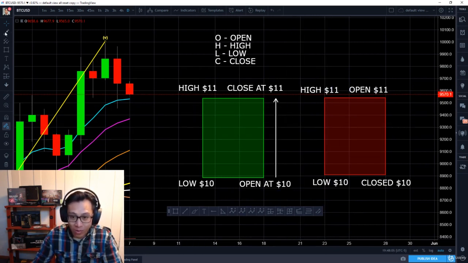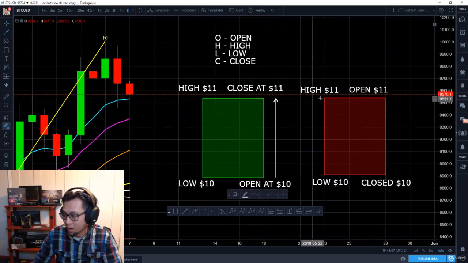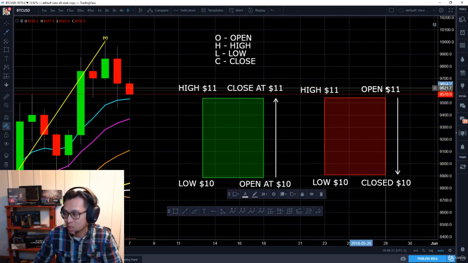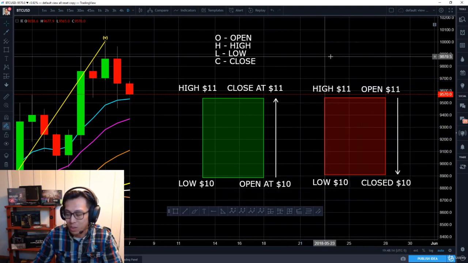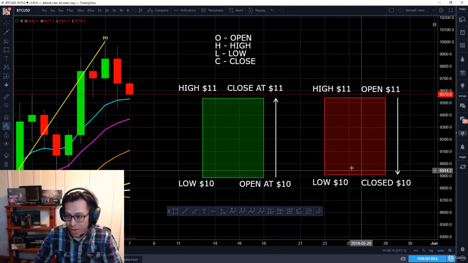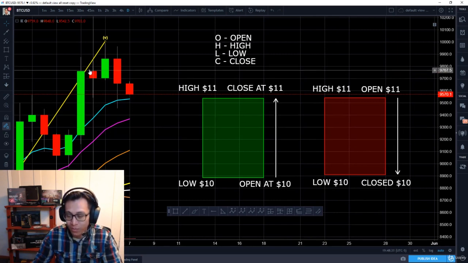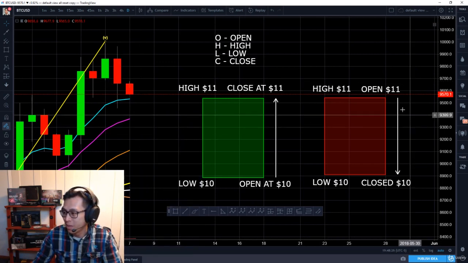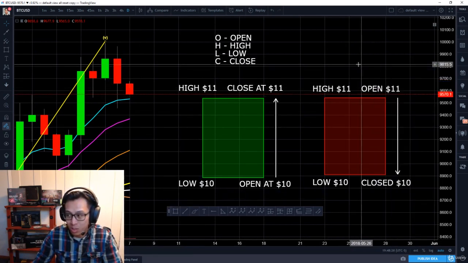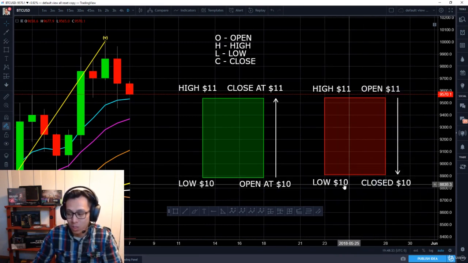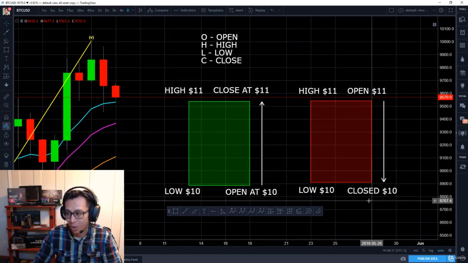And then the other way around, we're going from up to down because this is where we're starting the opening price. So this is actually a downtrend. For example, this green candle is going from down to up, and this candle is going from up to down. So the open is at $11, and that was also the high of that candle. And then it reached a low of $10, which also closed at $10 as well.